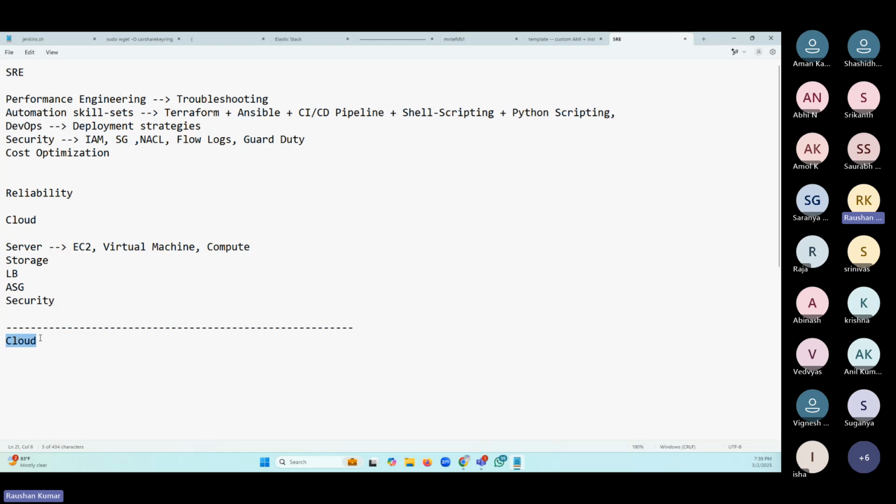Let's say I talk about EC2. EC2 is a service using which you get a server. How can you optimize the cost? How many different instance families do we have? Why do you use a particular instance family? What is the thought process?